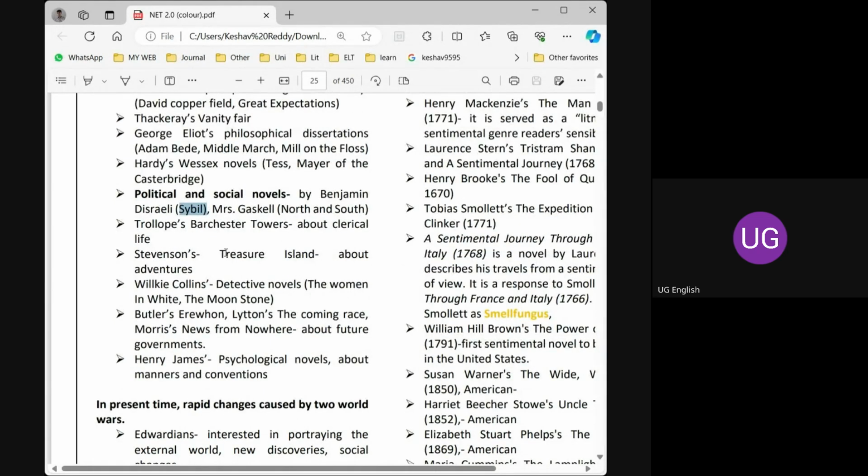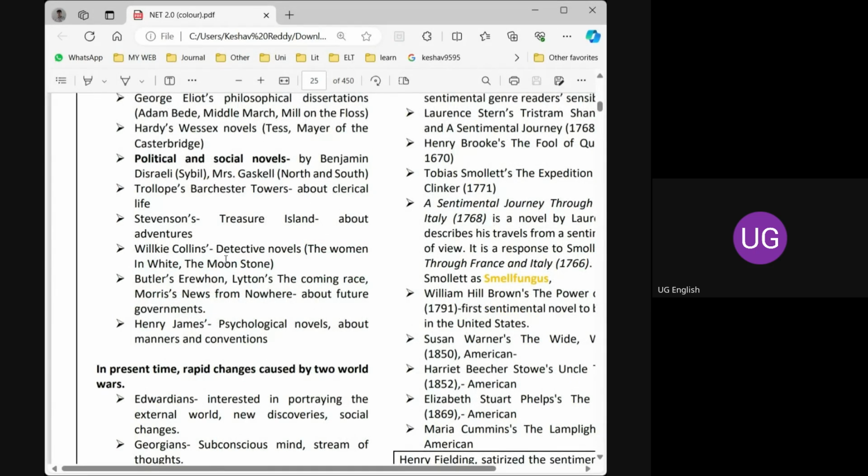And we discussed Treasure Island yesterday, about the adventures of a boy, by Louis Stevenson, and Wilkie Collins. Very, very important detective fiction. Detective fiction we discussed in the previous class, that is The Woman in White and The Moonstone. Only two novels are there, very important. Wilkie Collins, remember his name.